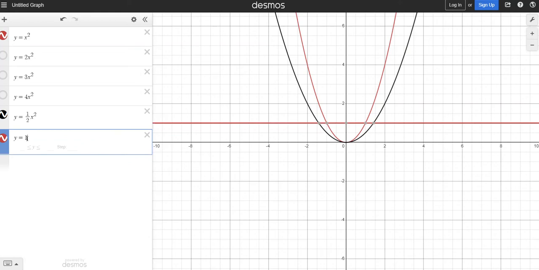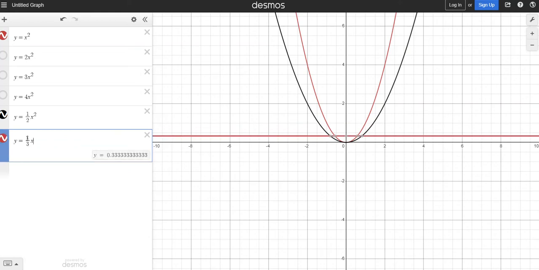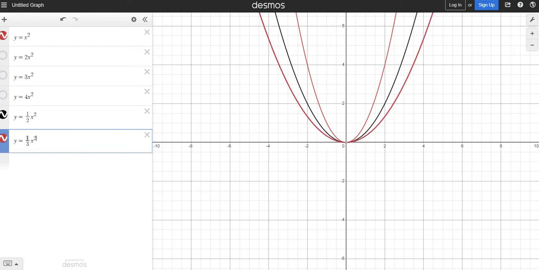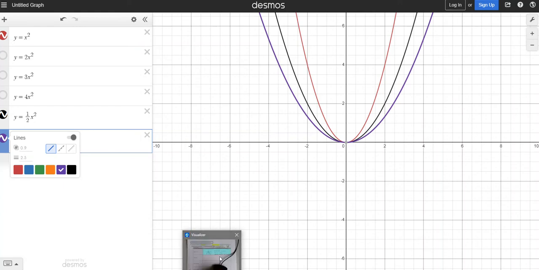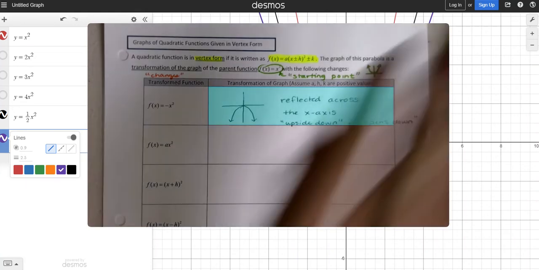I'll do one more. We could do 1/3 x squared. And notice that that one's even a bit wider still. The smaller the fraction, the more we shrink it vertically. So let's see if we can put that into some words.